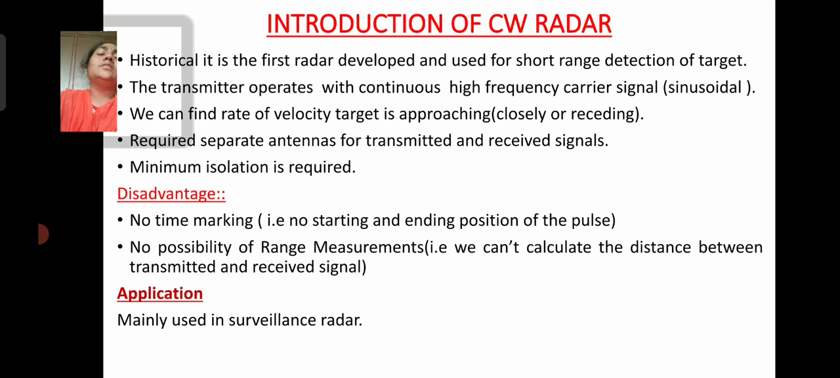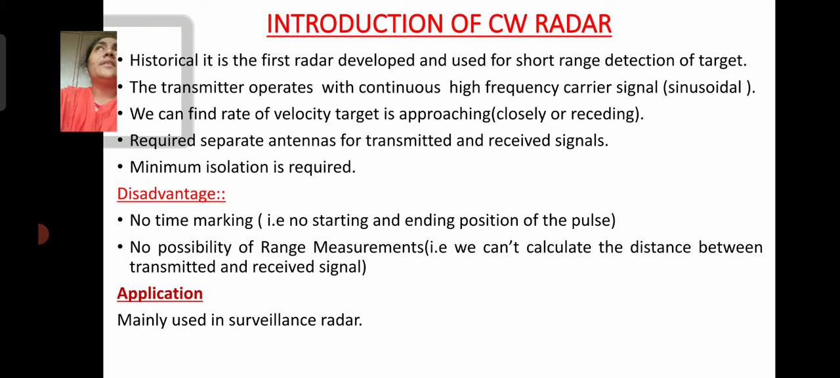Minimum isolation is required. Why is minimum isolation required? Here we are using separate antennas for transmitting and receiving to avoid the leakage power, and the antenna is affected by the transmitting power.